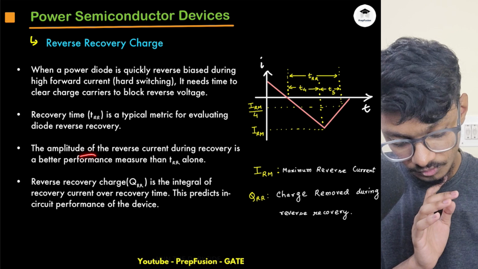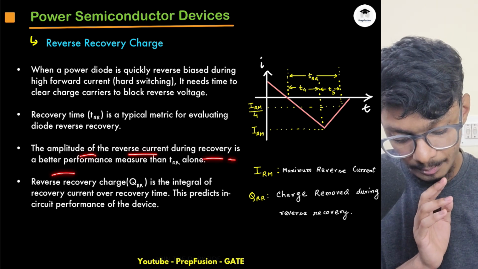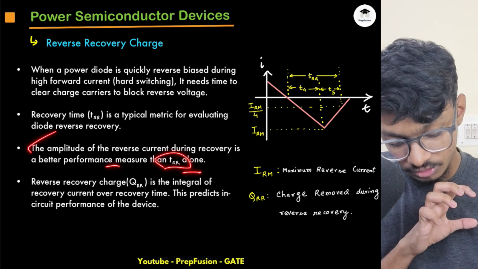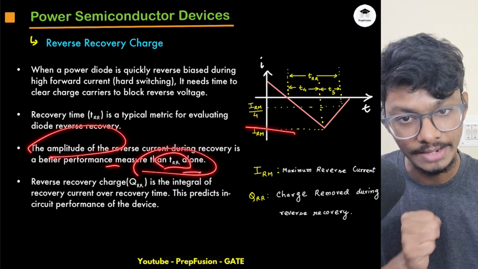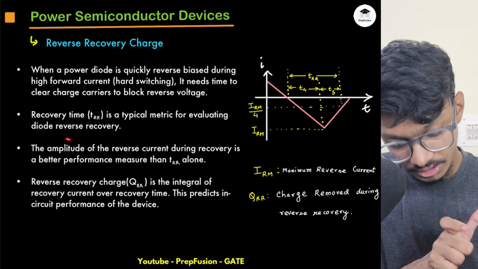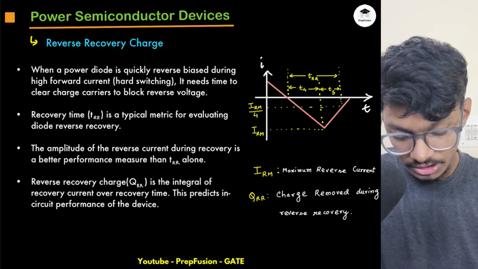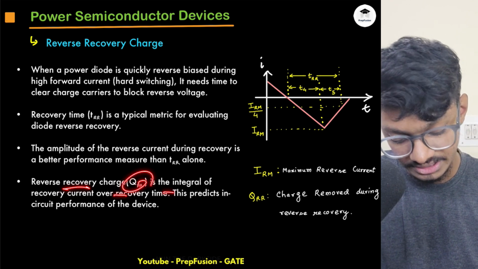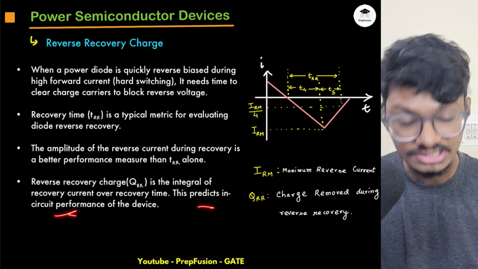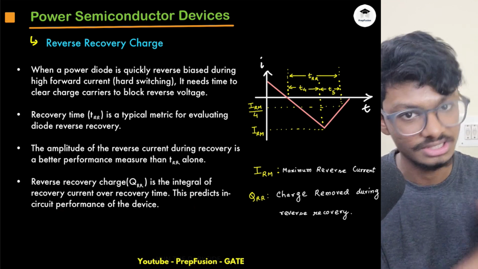So the amplitude of the reverse current during recovery is a better performance measure than TRR alone. And if I take both the amplitude of the reverse current and the time, it becomes charge, and that is the best measure of diode reverse recovery. So the reverse recovery charge QRR is the integral of the recovery current over the recovery time. This predicts the in-circuit performance of the device when it is reverse biased.